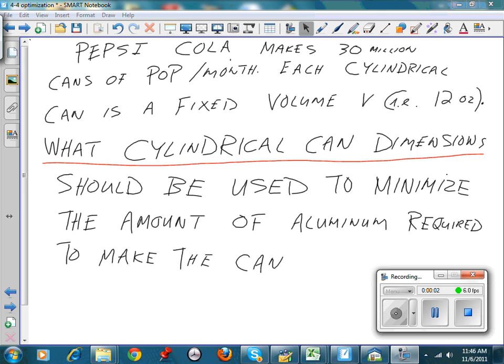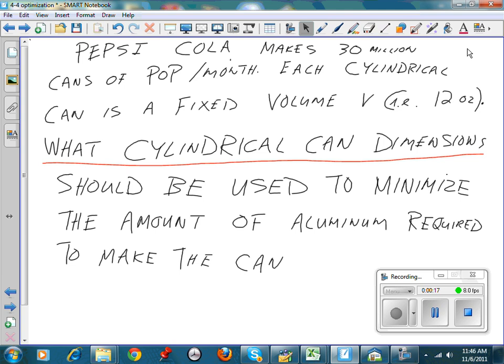Welcome back to our study of differential calculus, when we are using derivatives in order to find optimal solutions to problems. Here's a particular problem I have written in front of you.